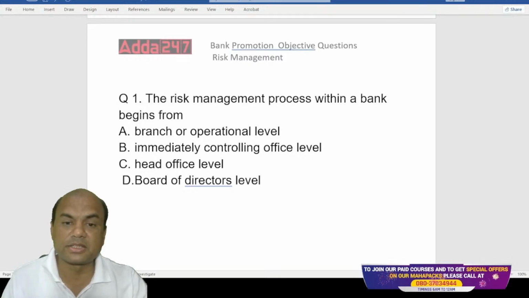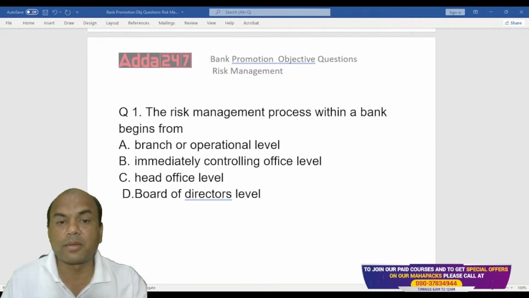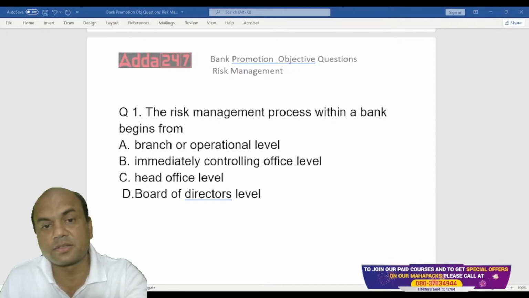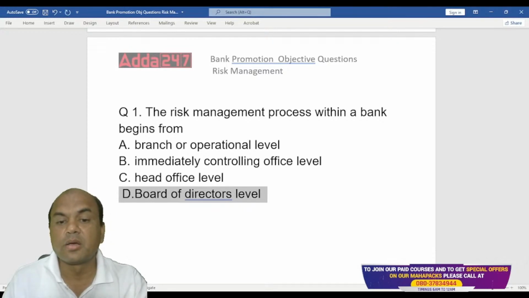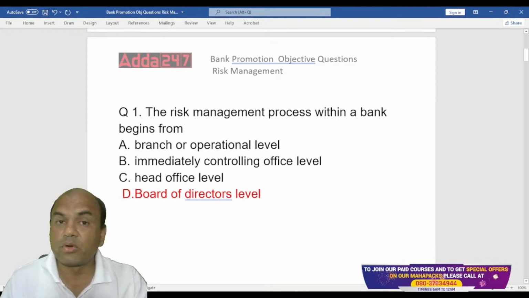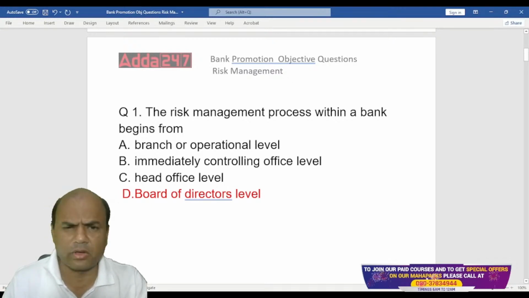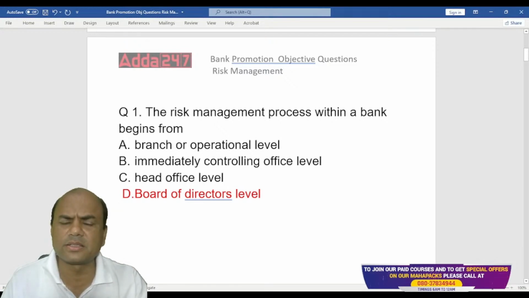Everyone, in the comment section many of you are typing this as branch or operational level, but that is not the right answer. The right answer is board of directors level. Always things should start at the top. What the top management, board of directors think, everything runs as per that thinking only. Remember, always, that is a basic rule in banking. You and me as a normal branch staff can't change the bank policies.